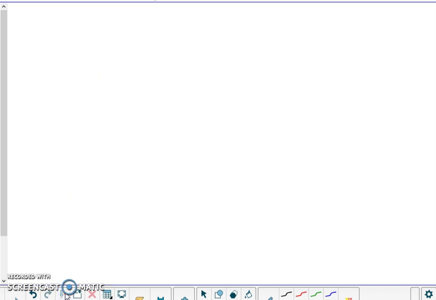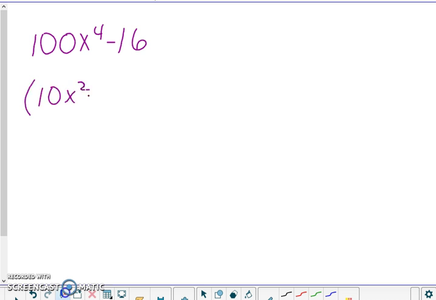Now, the problems are not always quite this simple. Sometimes we don't know that we have perfect squares available to us, and sometimes we're given information that tells us that it's a little bit more difficult. So let's take another example. We have 100x to the fourth minus 16. And these are two perfect squares. We can factor this to 10x squared minus 4 and 10x squared plus 4. And that is a perfectly respectable answer.